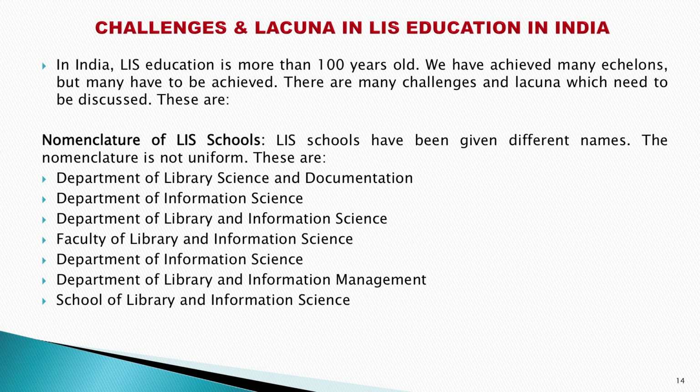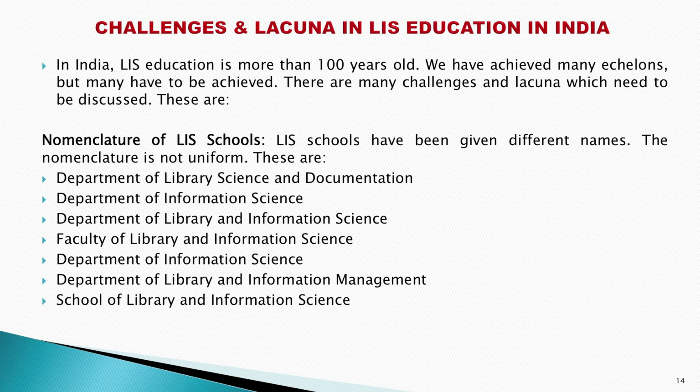After discussing the committees and commissions, we can discuss the challenges and lacunae in LIS education in India. In India, LIS education is more than 100 years old. We have achieved many echelons, but many have yet to be achieved. There are many challenges and lacunae which need to be discussed. The first one is the nomenclature of LIS schools. LIS schools have been given different names. The nomenclature is not uniform.